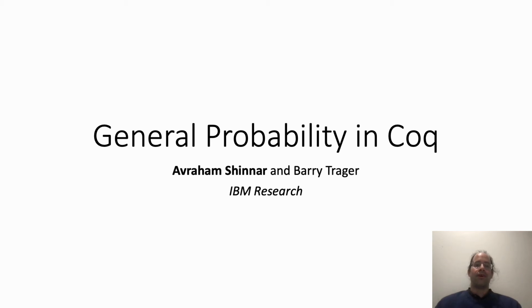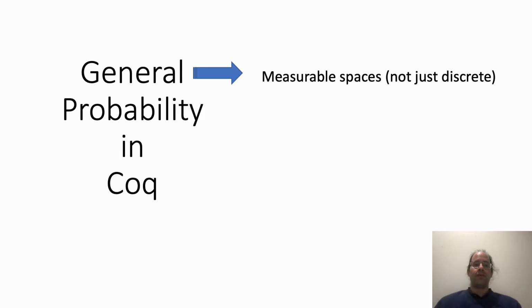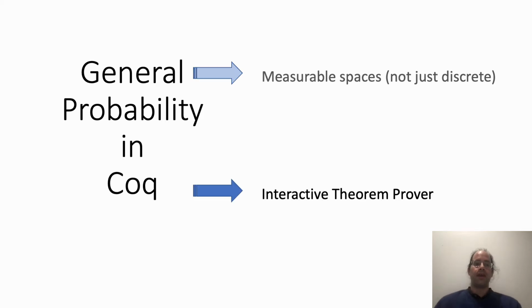Welcome. I'm going to present our work developing a library for general probability in Coq. This is joint work with Barry Trager, and we are at IBM Research. By general, we mean that we want to handle not just the simple discrete spaces, but the larger class of measurable spaces. And Coq is an interactive theorem prover.